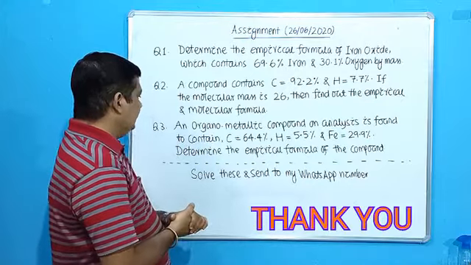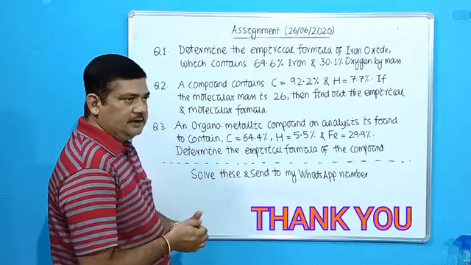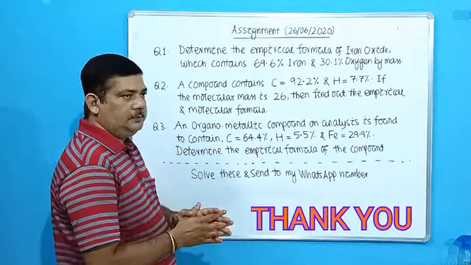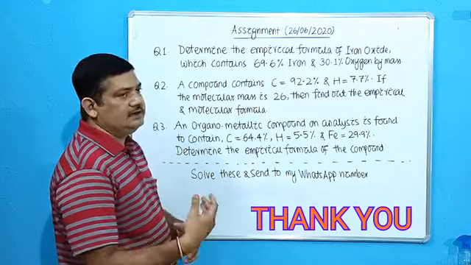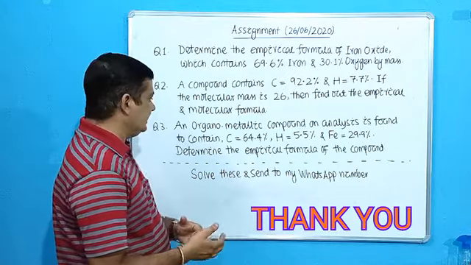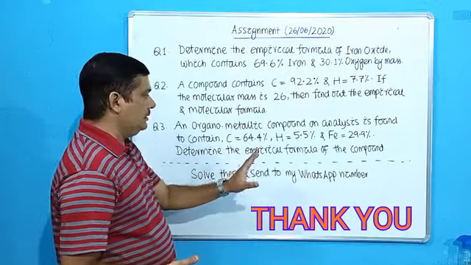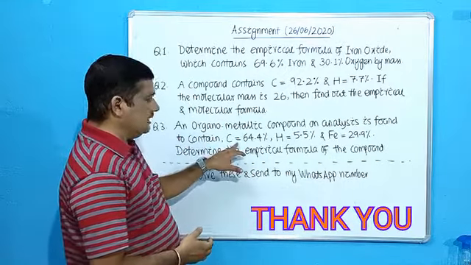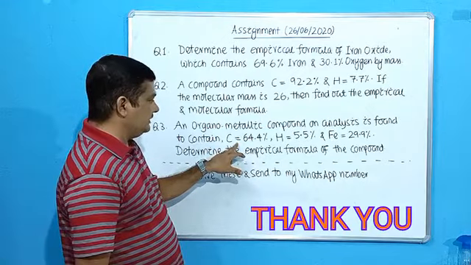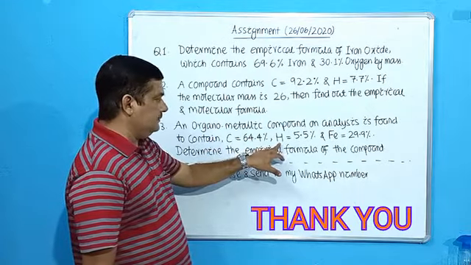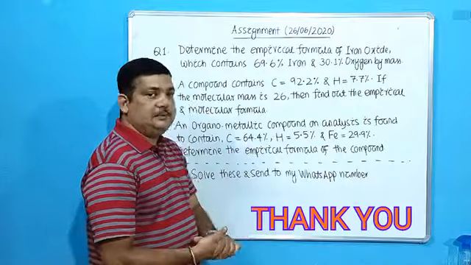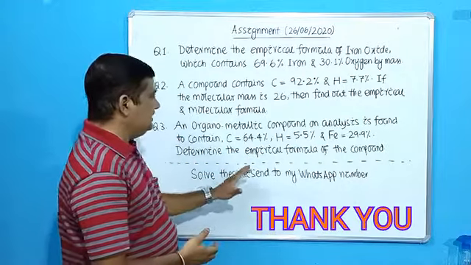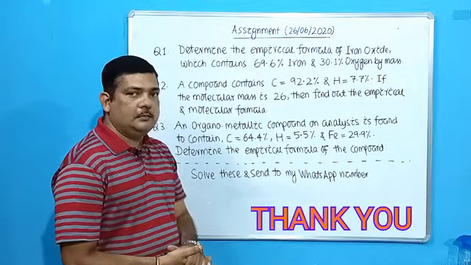Then question number 3, an organometallic compound. What is an organometallic compound? An organic compound, that means a carbon-containing compound, which contains metals like iron etc. is called an organometallic compound. On analysis it is found to contain carbon 64.4%, hydrogen 5.5% and iron 29.9%. Determine the empirical formula of the organometallic compound.